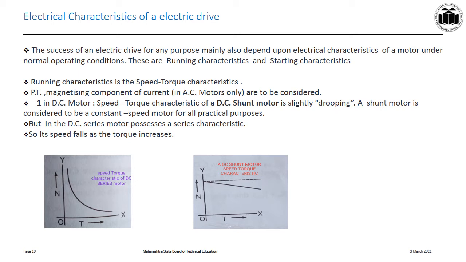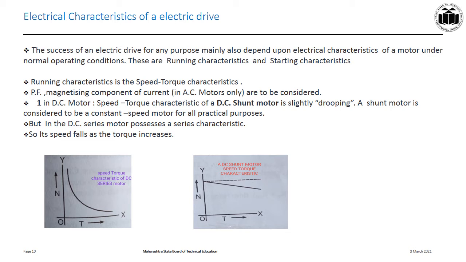Now, electrical characteristics of electric drive. The success of an electric drive for any purpose mainly depend on its electrical characteristics under normal operating condition. These are running characteristic and the starting characteristic. The running characteristic is nothing but the speed torque characteristic. Next, the power factor, magnetization component of current which occurs in AC motors only. These are also to be considered.